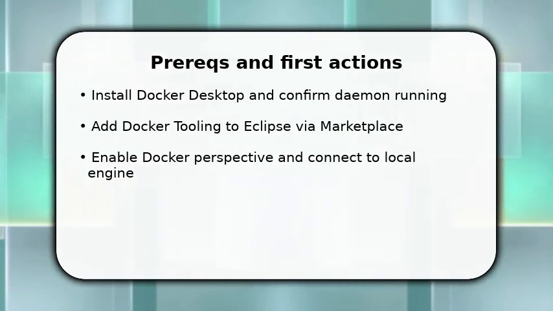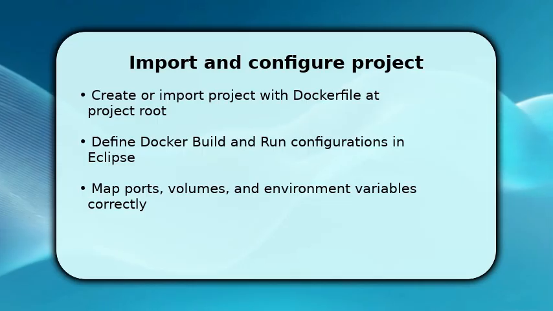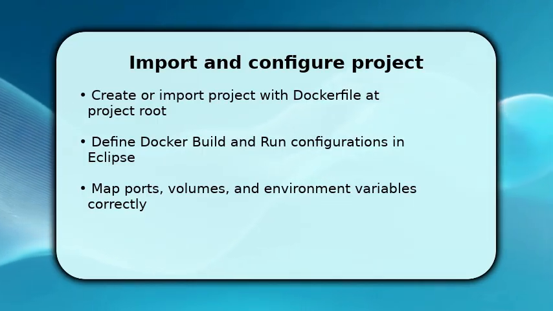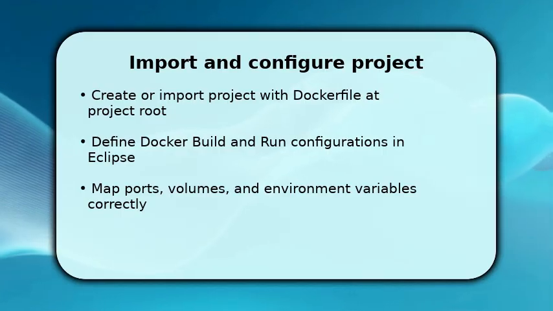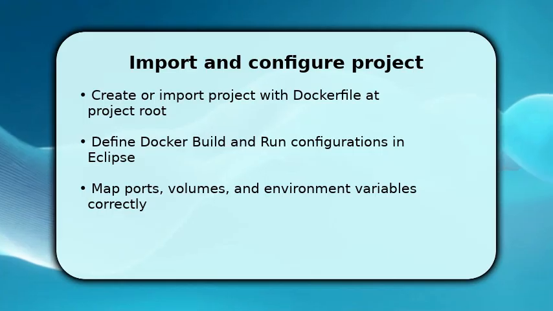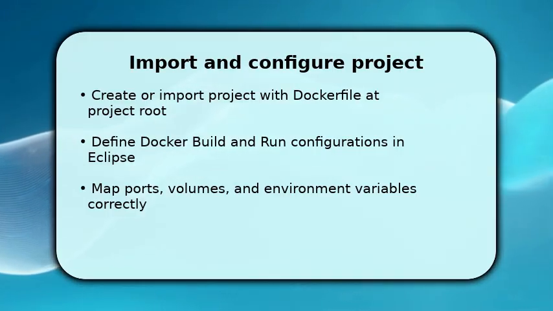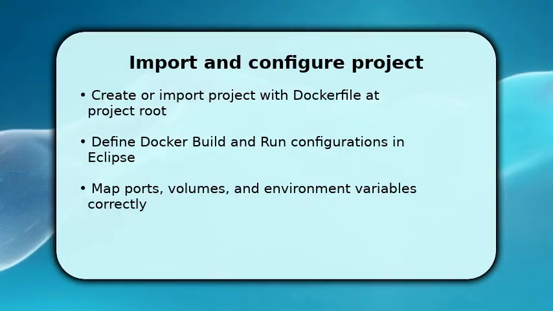Now you move into the complex middle steps. Import or create your Java or Node project with a Dockerfile at the project root. In Eclipse, create a Docker build configuration pointing to that Dockerfile and include any build args. Then create a Docker run configuration. Map container ports to host ports, mount volumes for dev edits, and set environment variables. Make sure your project builds locally first.